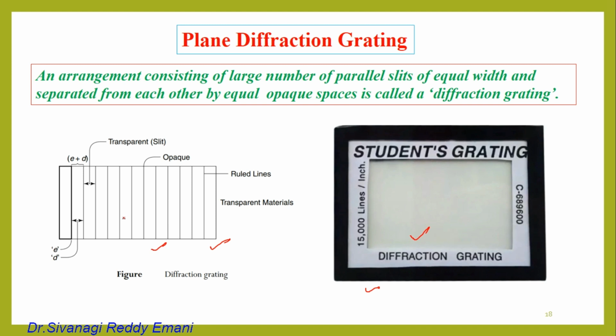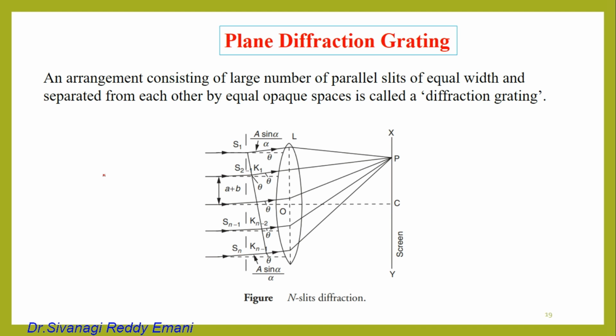Now in the present lecture we are going to analyze how this plane diffraction grating works. In order to understand that, whatever we studied previously, single slit diffraction or double slit diffraction, that information we can use here. So here we will assume a large number of parallel slits of equal width separated from each other by equal opaque spaces. The total width is a plus b, and here we assume that without deviation, rays are focused at C, and with a deviation of theta they are focused at P.